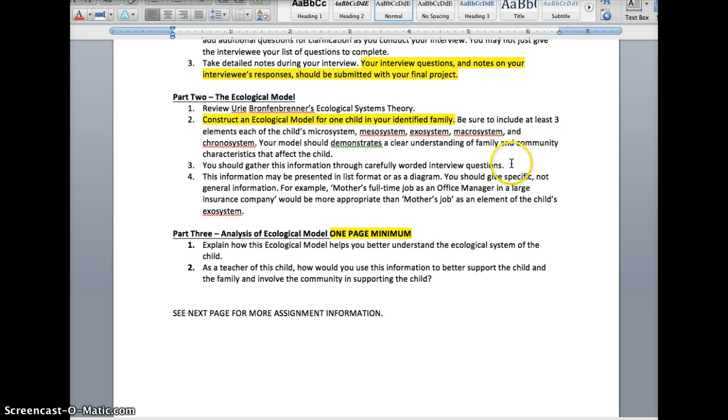And you will gather this information, of course, through carefully worded interview questions. You won't say to the parent, oh, please tell me 3 elements of your child's microsystem, because they probably won't know what you mean. You have to give good questions to get the good answers. So there you might say, tell me about the people who are in your child's life daily. And then they might say, oh, well, there's mom and dad and brother, and they go to childcare. And so, the people closest to the children form the microsystem. That's how you would get to that.